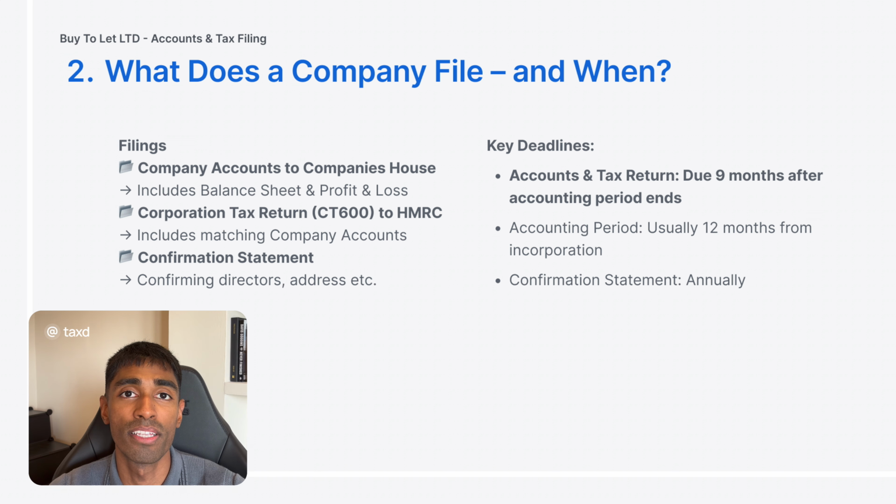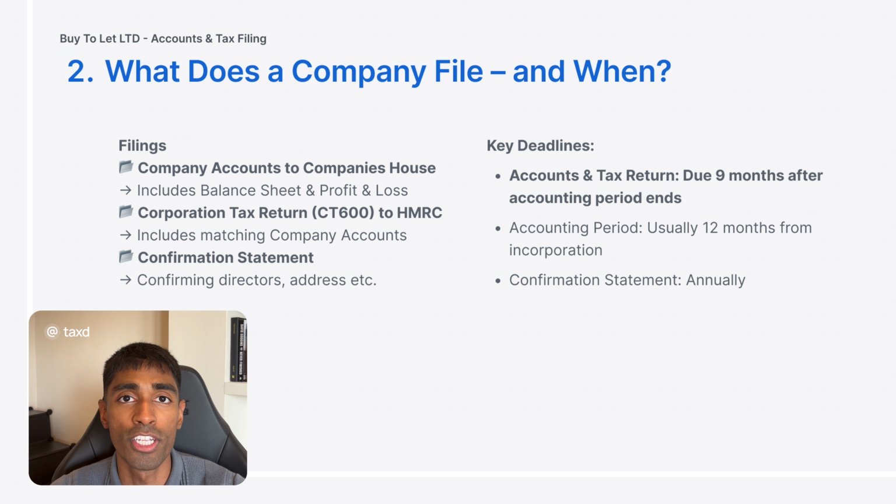And the second thing that we need to file is a corporation tax return, or CT600, to HMRC. And this will include the accounts. We also need to send this to HMRC, as well as a breakdown of the taxable profits and the corporation tax owed. And this is why it's important to file your corporation tax return and your accounts at the same time, because they do need to match up.